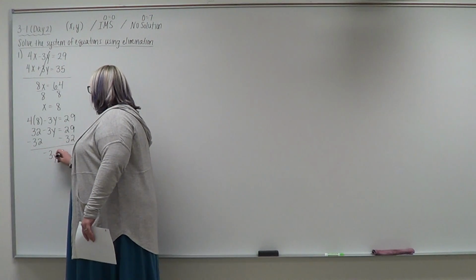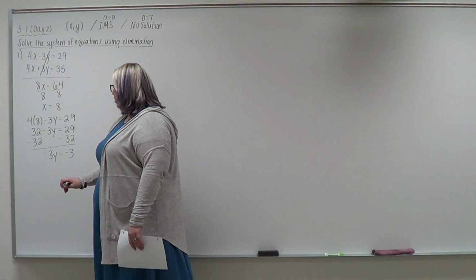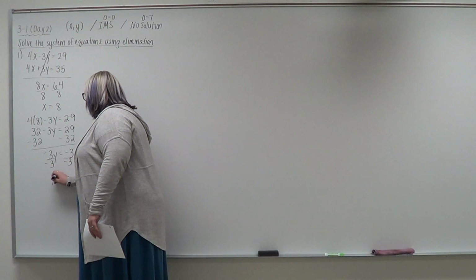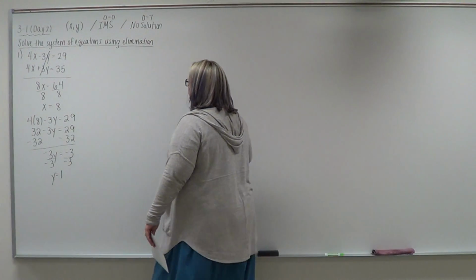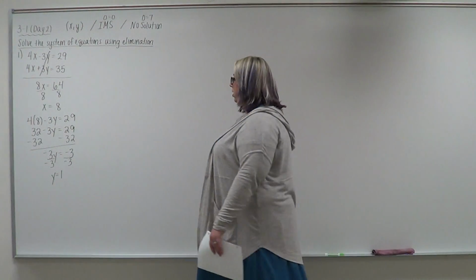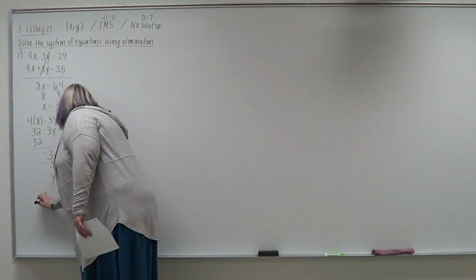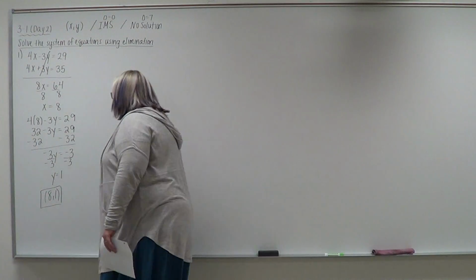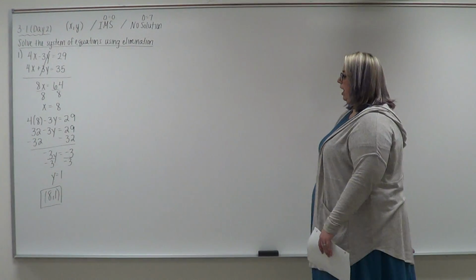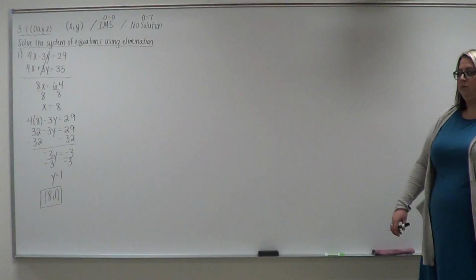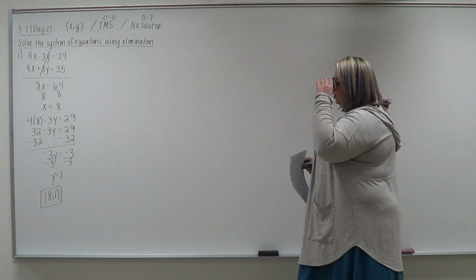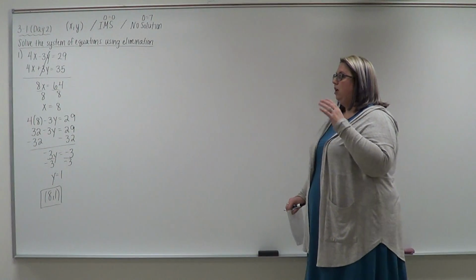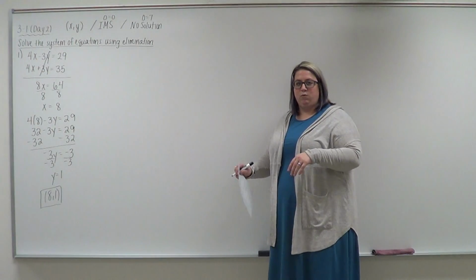Then I would subtract 32. Negative 3y equals negative 3. Divide by negative 3. Y equals 1. Okay, so I need to make my answer a coordinate point. So my answer to number 1 would be (8, 1). Okay, I have parentheses because it's a point. And remember, x comes first, so x then y. So I think this is easier than substitution, but remember when you're looking to eliminate, same number, but one is positive, one's negative.